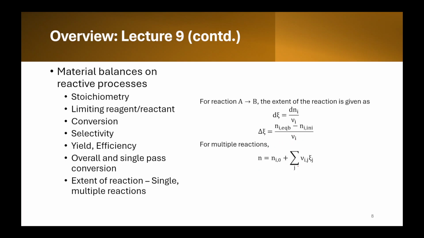And for multiple reactions, the relation is given as such. This is the initial moles, and this is the stoichiometric coefficient for a particular species in the jth reaction. Suppose there are multiple reactions, say 4 reactions. Then j will go up to 4, and this is the stoichiometric coefficient of the jth reaction, and this will be summed over.